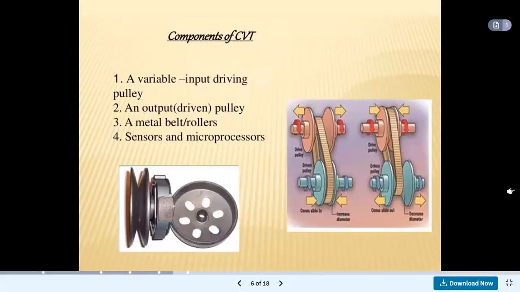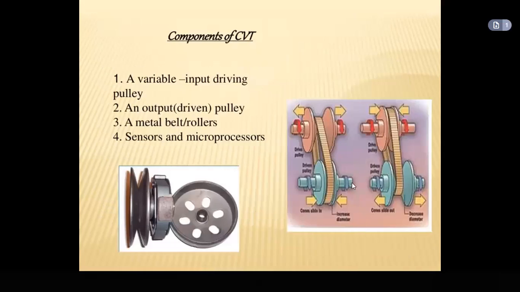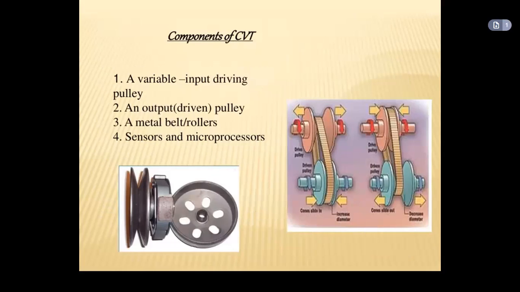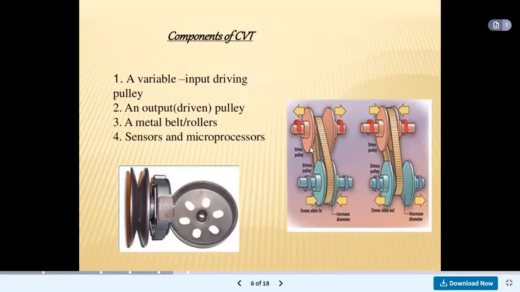Components of CVT. First is a variable input driving pulley. Then second is an output driven pulley. Then third is a metal belt, or rollers are also used in place of a metal belt. Then sensors and microprocessors are there. If we see this right hand side diagram, this is the variable pulley and the output driven pulley.